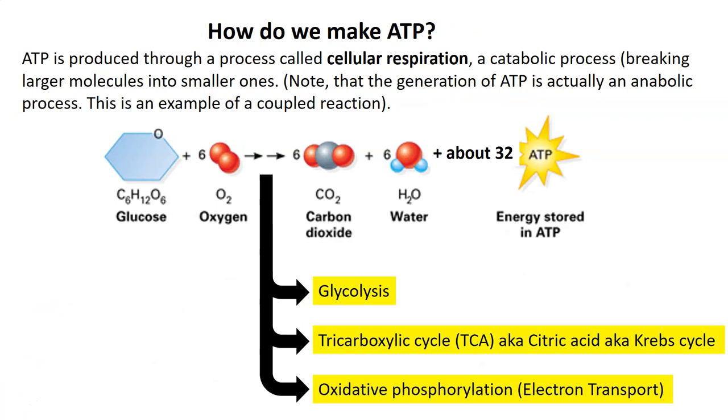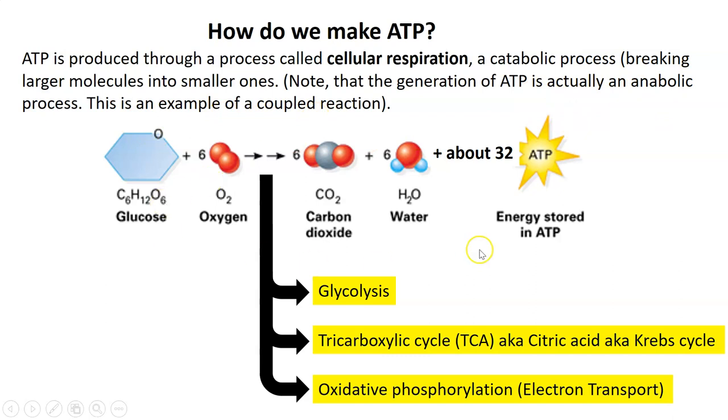Just a bit of repetition here, just to hammer down the point that ATP is produced through a process called cellular respiration. It's a catabolic process, like we said before, so it's the breaking up of glucose. But the whole point of cellular respiration is to make ATP, and making ATP is an anabolic process. So this is what we call a coupled reaction: catabolic in terms of breaking down glucose, and anabolic in terms of building up ADP to produce ATP. It's an example of a coupled reaction.